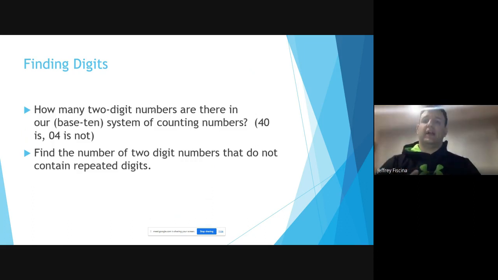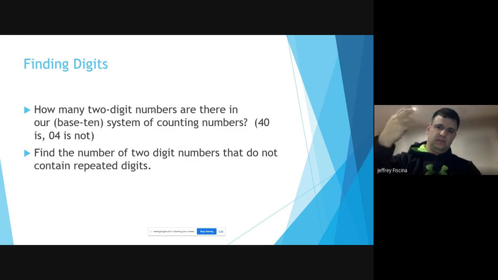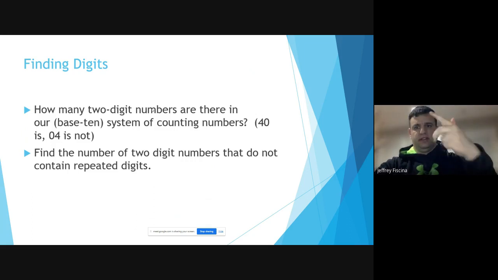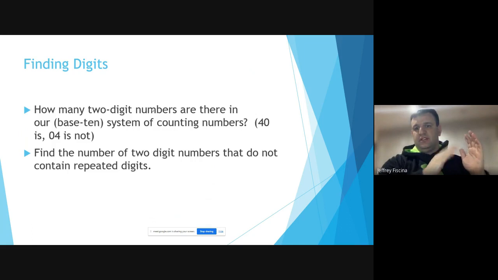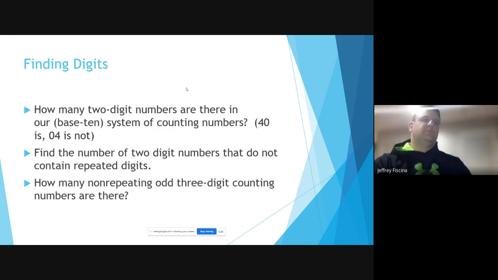So when we look at our options, that 3 is gone. Now we're at 0, 1, 2, 4, 5, 6, 7, 8, 9. Okay, we only have 9 options. So we had 9 options for the first number, 9 options for the second number. That answer is 81 by multiplying 9 times 9.